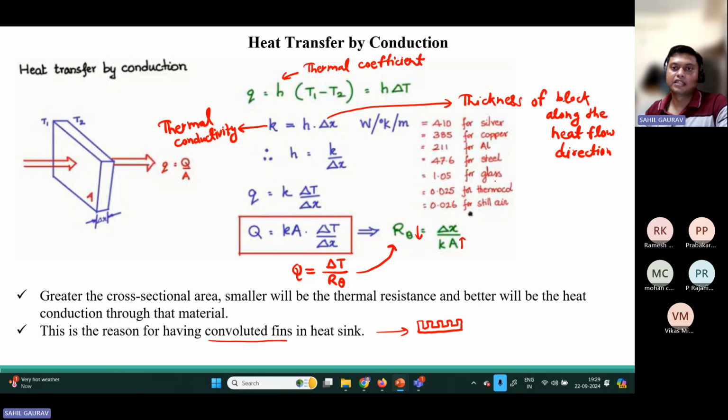For glass it is a very low value. For thermocol it is a very low value. For steel it is a lower value. So these are not good at transferring heat. And apart from this, silver, copper, aluminum, steel are good at transferring heat energy. So if you see the heat sink, these are also made from, I think, aluminum. That is good transfer of heat.